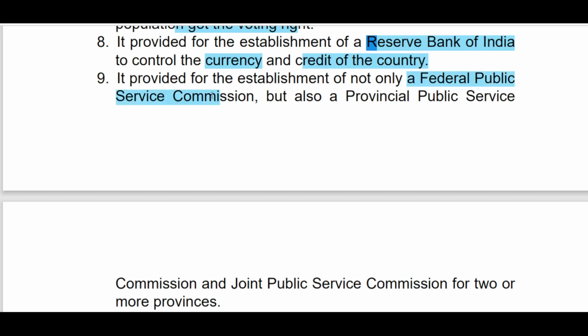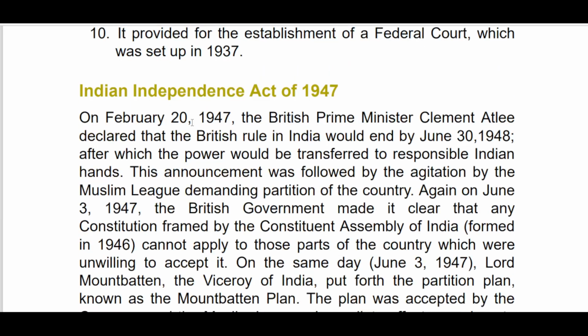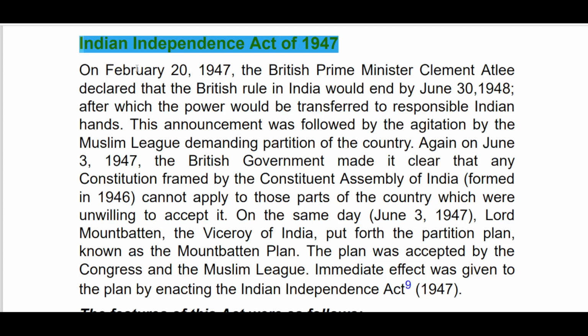It provided for the establishment of not only a federal public service commission but also a provincial public service commission and joint public service commission for 2 or more provinces. And the next and the last point is that it also provided for the establishment of federal court, which was set up in 1937. Now the next and most important act is Indian Independence Act of 1947, that is the Independence Act.